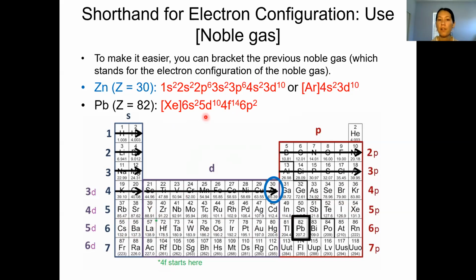So you would actually fill up the 5D10, then 4F14. And once that's done, you're here. And then you get into the 6P. So I wrote it here, but again, if you don't have it written, 2P, 3P, 4P, 5P, 6P, and I count 1, 2, 2 to get to lead, so it's 6P2. Okay.